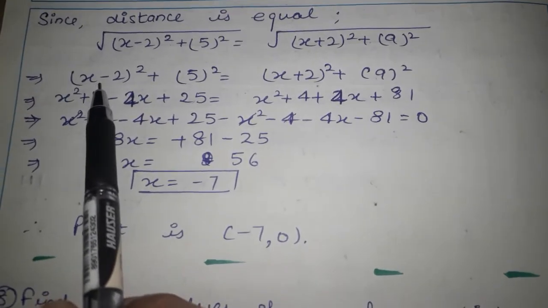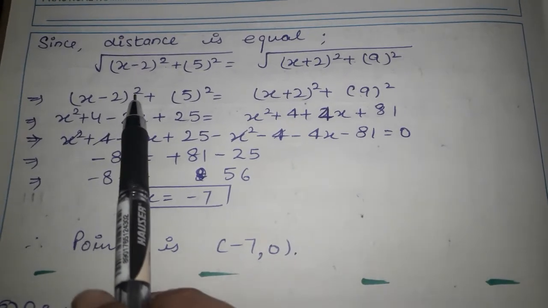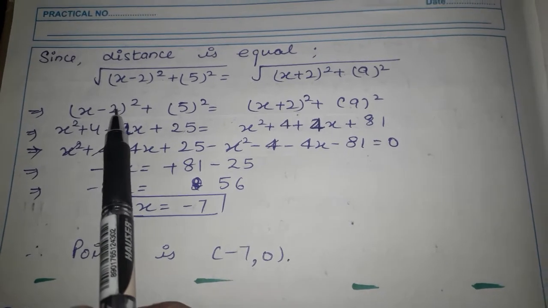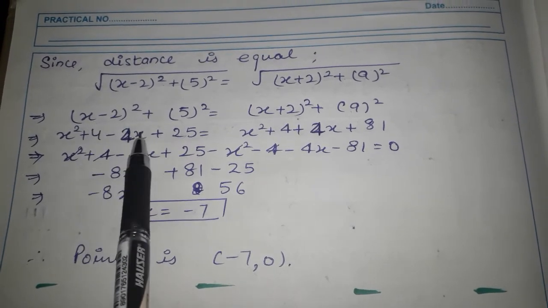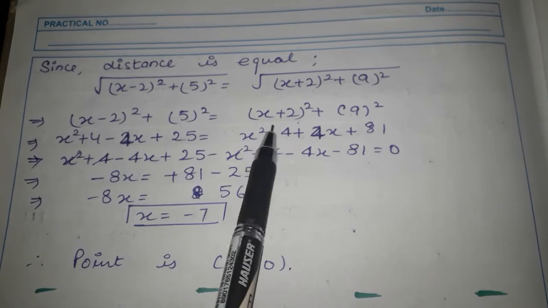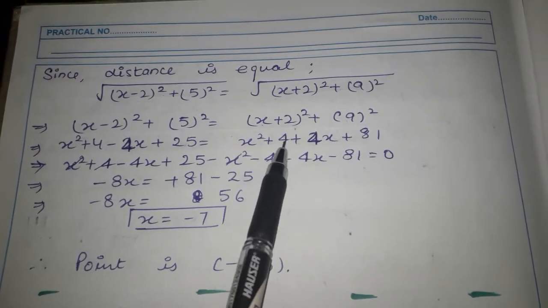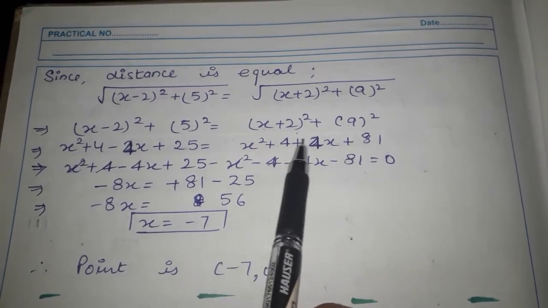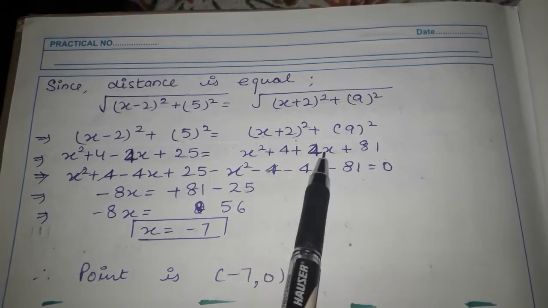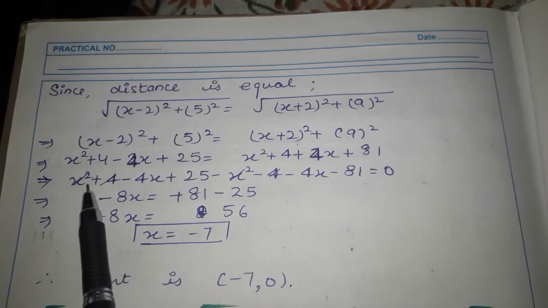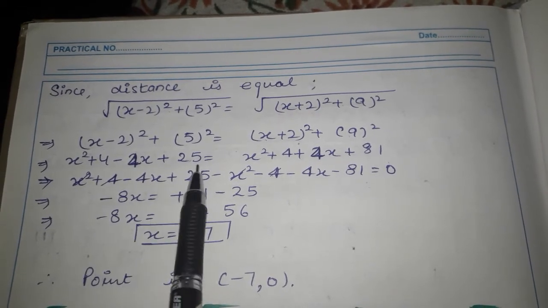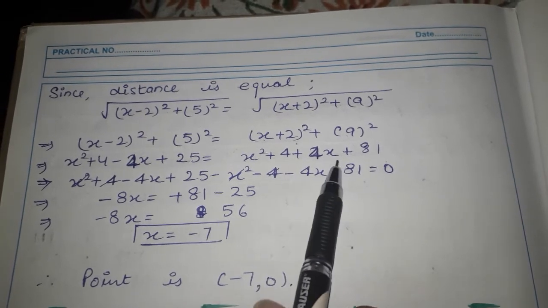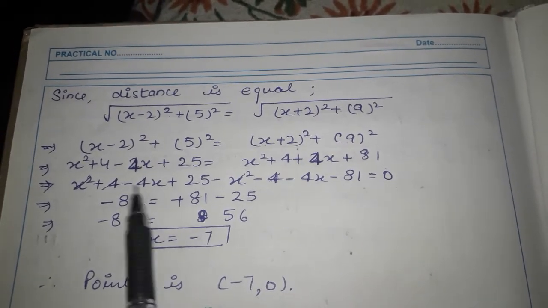On expanding with the formula (a - b) whole square equals a square plus b square minus 2ab: x square plus 4 minus 4x, since 2 2s are 4 into x, plus 25, since 5 square is 25, is equal to x square plus 4 plus 4x plus 81. On moving this whole term to the left hand side, it will be x square plus 4 minus 4x plus 25 minus x square minus 4 minus 4x minus 81 is equal to 0.